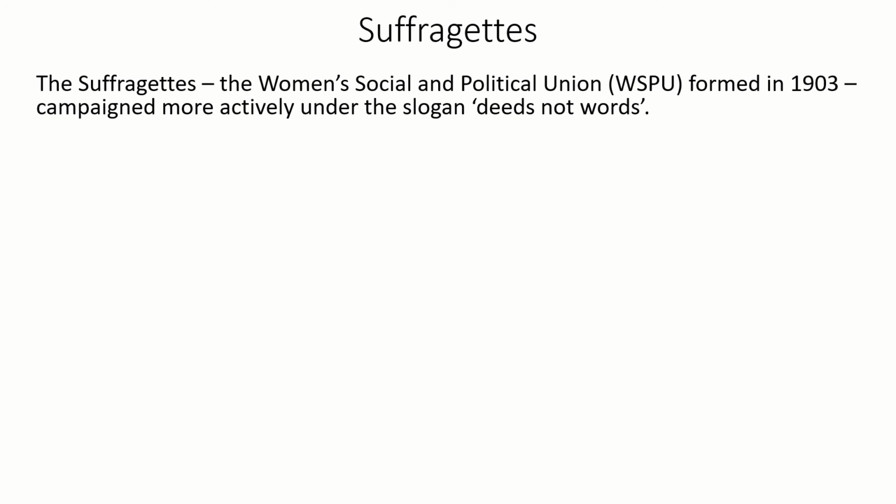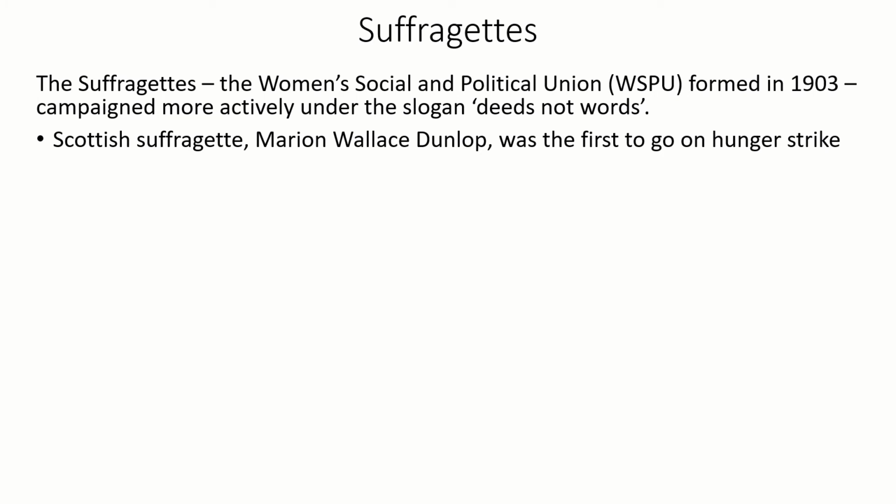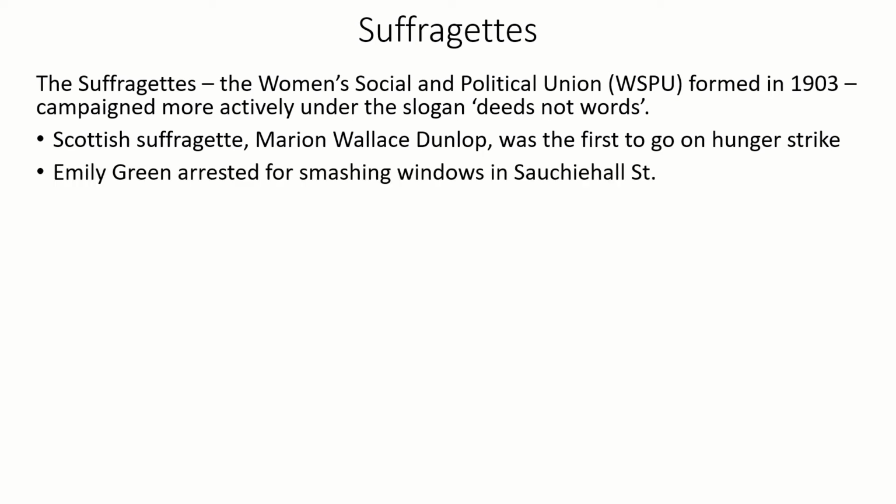Now to the suffragettes. As we said, suffragettes were a lot more militant and a lot more willing to engage in violence. They were the Women's Social and Political Union, the WSPU, formed in 1903, and they campaigned more actively under a slogan, deeds, not words. So they were about doing things rather than writing letters and signing petitions. Marion Wallace Dunlop was arrested for her actions, and she was the first suffragette to go on hunger strike.